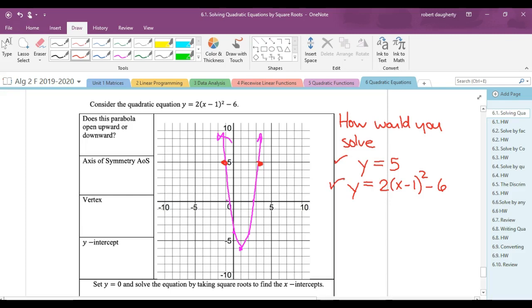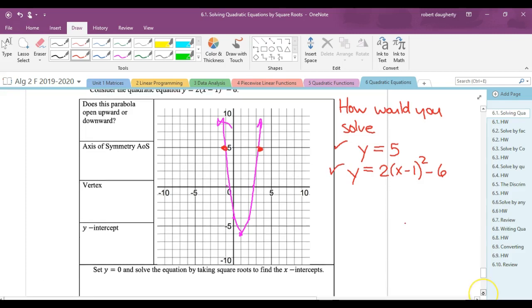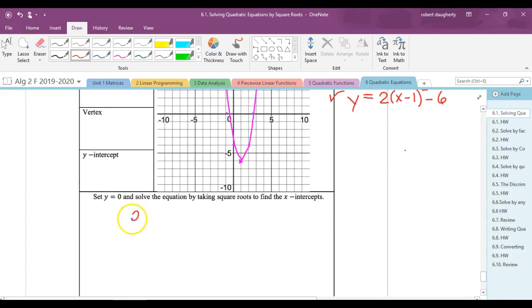Now, here's the thing. What would happen if I set the equation equal to negative 10? How many answers do you think I would get? If I set the equation equal to negative 10. Anyone? Okay, if I look on the graph, there's no value at negative 10. So let's try that. Let's set this equation equal to negative 10, because I'm finding out what the solution is down here.